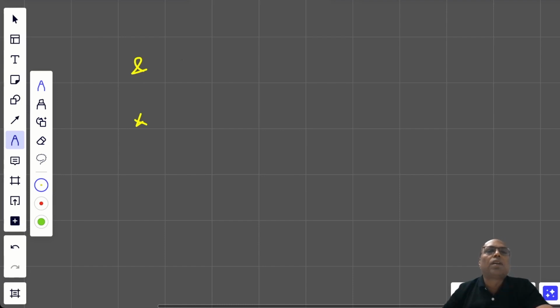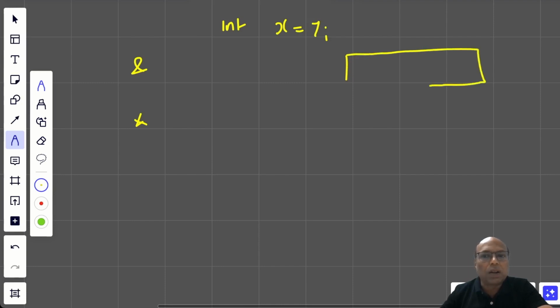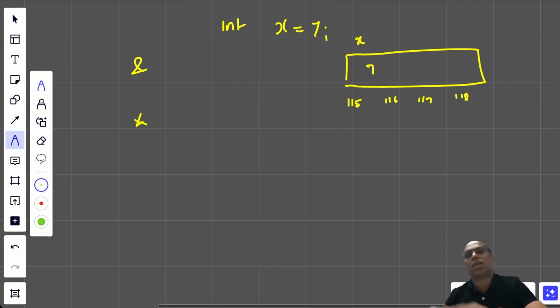Let us see. I've written like this. What is happening? Let us understand. I've written x is 7. When I write x is 7, in my RAM 4 bytes have been allotted for x. Inside the 4 bytes, 7 is stored in binary form. Every byte in my RAM has an address. I'm assuming the addresses 115, 116, 117, 118. 4 bytes have been given.